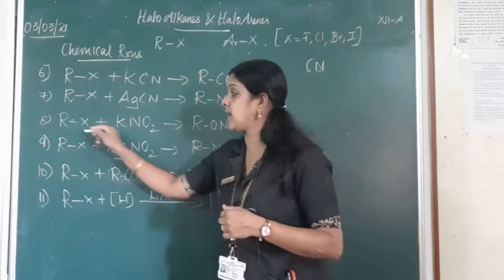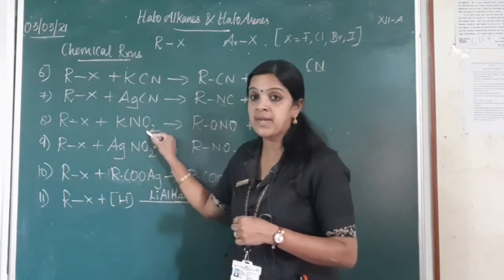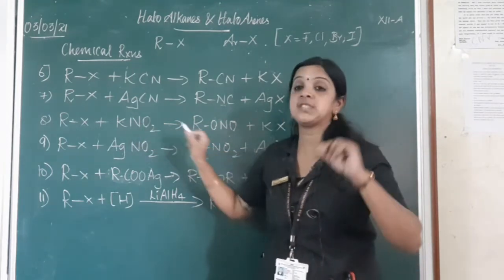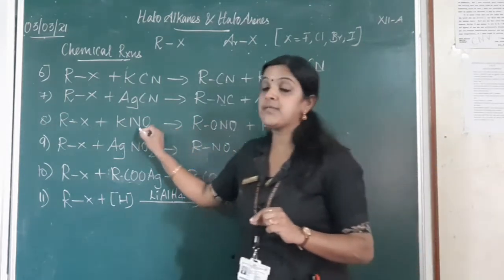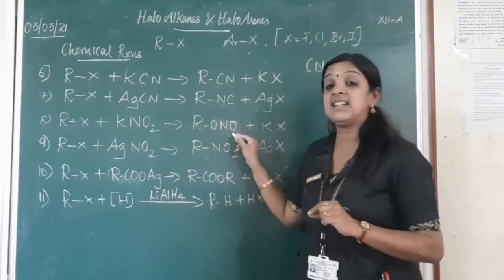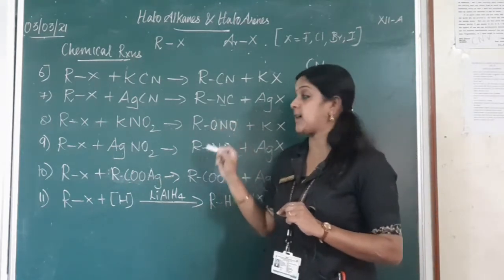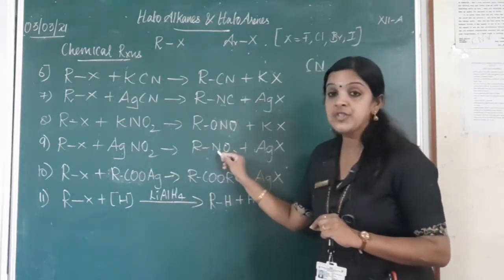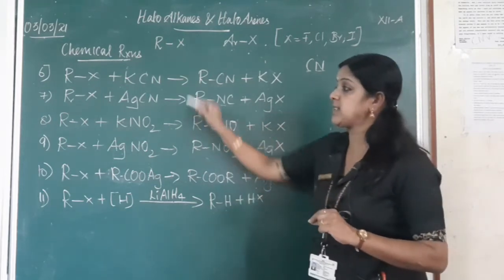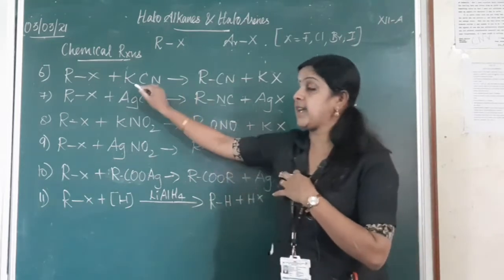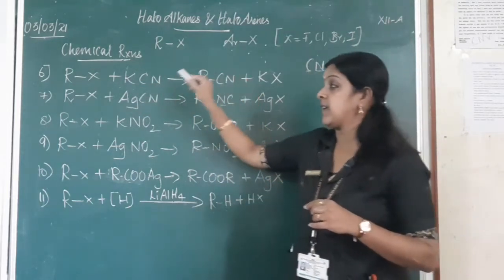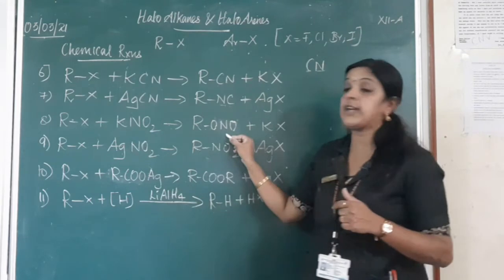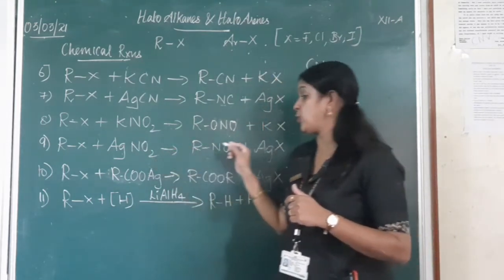The similar reactions are haloalkanes when treated with potassium nitrite. In NO2, again nitrogen is an attacking center, oxygen is also an attacking center. So when it is treated with potassium nitrite, I get alkyl nitrite where oxygen is the attacking center. When it is treated with silver nitrite, I get nitroalkanes where nitrogen becomes the attacking atom. So these four reactions, you don't get confused, children. If potassium cyanide is used, you get an alkyl cyanide. If silver cyanide is used, you get isocyanide. But the opposite is, when potassium nitrite is used, you get ONO, and if you use silver nitrite, you get NO2.